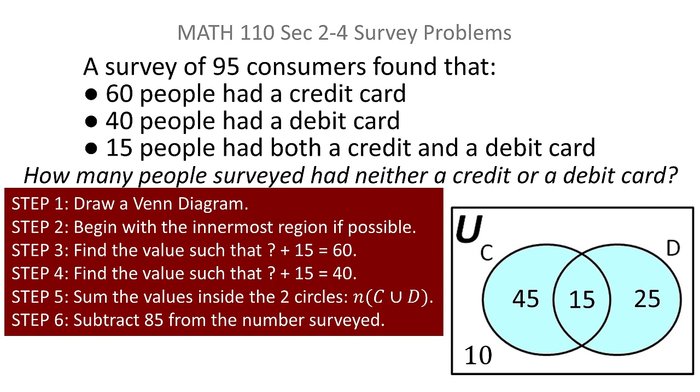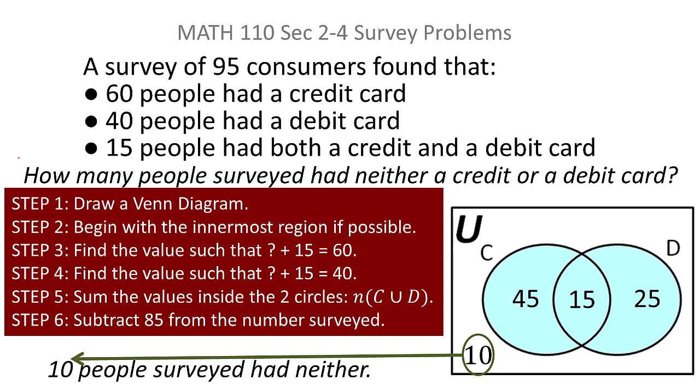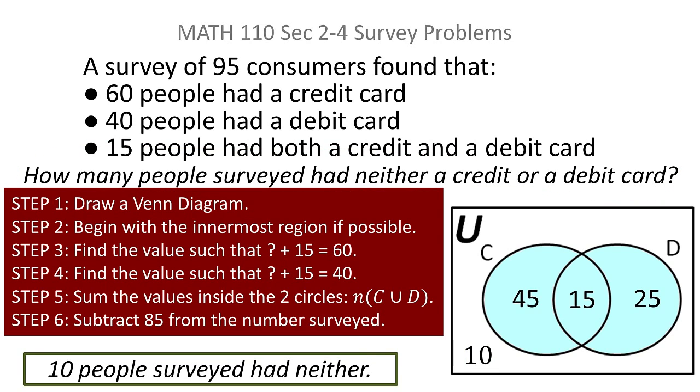And putting it back, I had eliminated the subregions of those circles, but putting it back, that's what you finally get. There are 45 consumers that have only a credit card. There are 25 consumers that have only a debit card. There are 15 consumers that have both a credit card and a debit card, and there are 10 consumers that have neither. And the question was, how many people had neither? That was the actual question we were being asked. So there were 10. 10 people had neither a credit card nor a debit card.